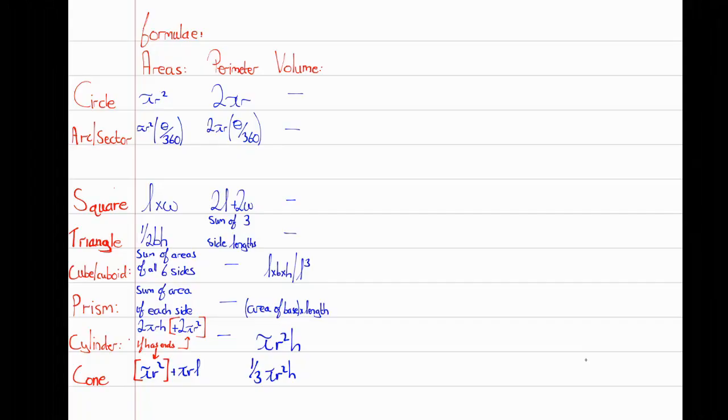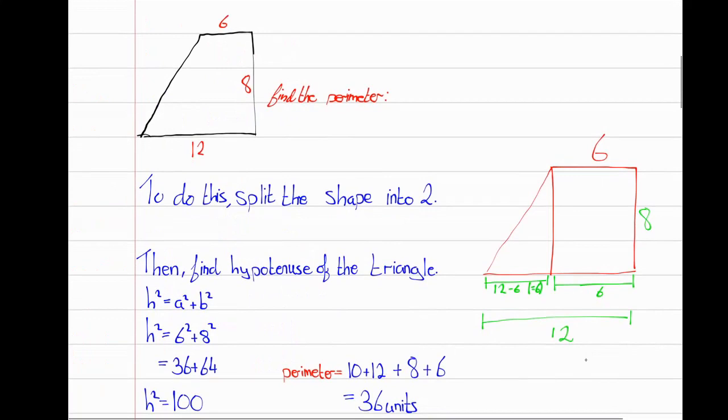So to begin our discussion today, we're going to be discussing area and volume. Shown here we have formulae that we use for the entirety of the chapter. So for the circle, we have an area formula, a perimeter formula, but in 3 dimensions, a circle has no volume. We have an arc or a sector, square, triangle, and then we can move on to 3D shapes such as cube, cuboids, prisms, cylinders, and cones. So let's get straight into some examples.